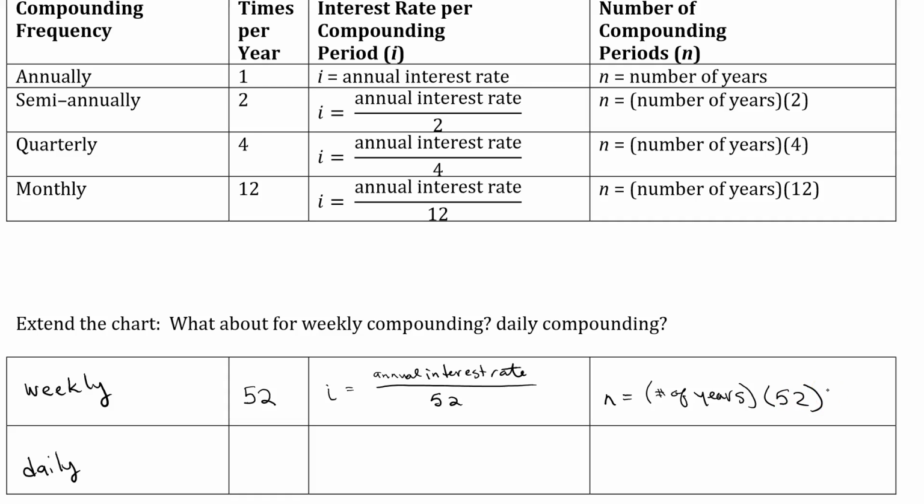Now daily, how many compounding periods would there be in a year if we compounded daily? That would be a dream. 365. Our i would equal the annual interest rate. I'm just going to short form it. Annual interest rate. And then we want to divide it by 365. Now the number of compounding periods, you would take the number of years and you would multiply it by 365.